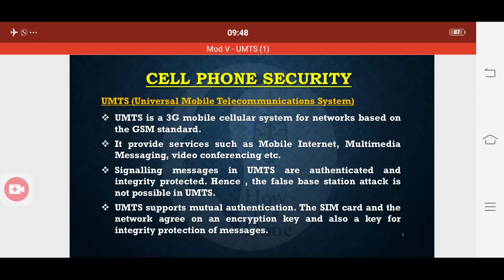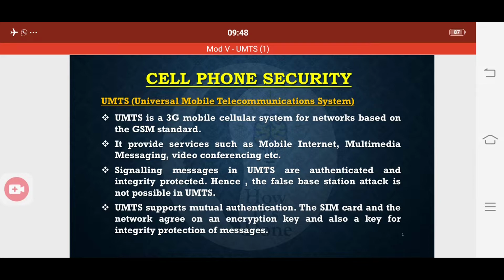If you are considering the security of the UMTS system, they have an authentication facility, that means mutual authentication and an integrity mechanism. Also, some encryption procedure is used for providing security of the signaling messages in UMTS. So the false base station attack is not possible in UMTS. They provide mutual authentication. Some encryption procedure is used between the SIM card as well as the network. Also, an encryption key is used for integrity protection of messages. All these are the features of UMTS.